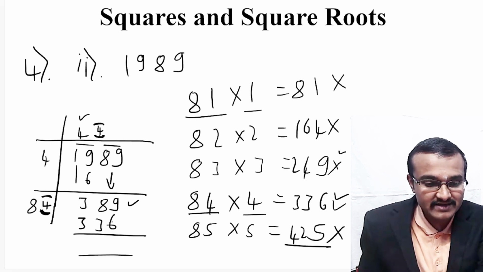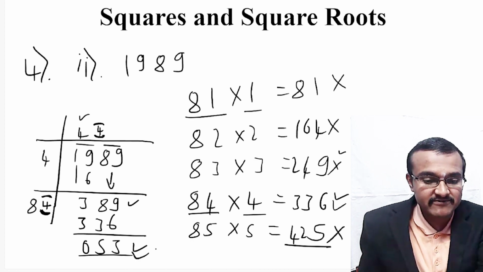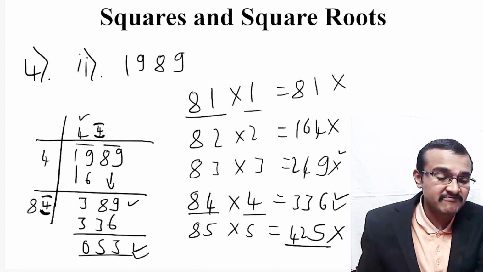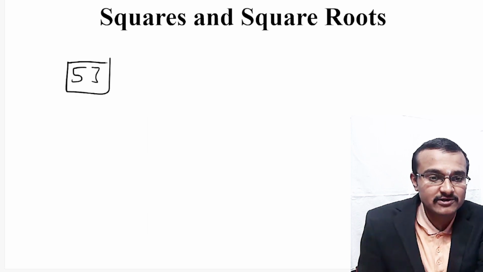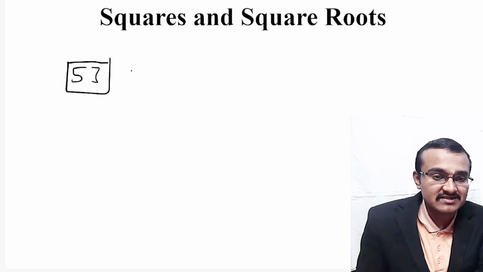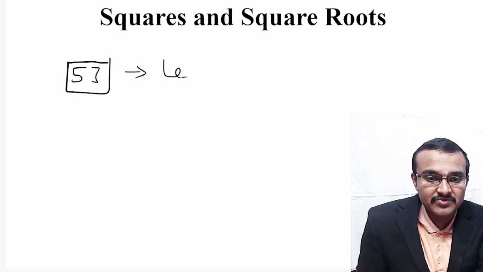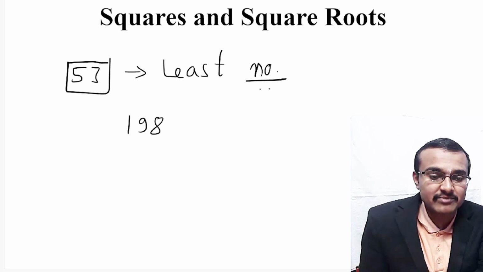So finally you are getting a remainder here. So 9 minus 6 is 3, 8 minus 3 is 5, 3 minus 3 is 0. So you are getting 53. So this 53 is your answer for the first part of your question. That means this is the least number which you should actually subtract from 1989 to get a perfect square.